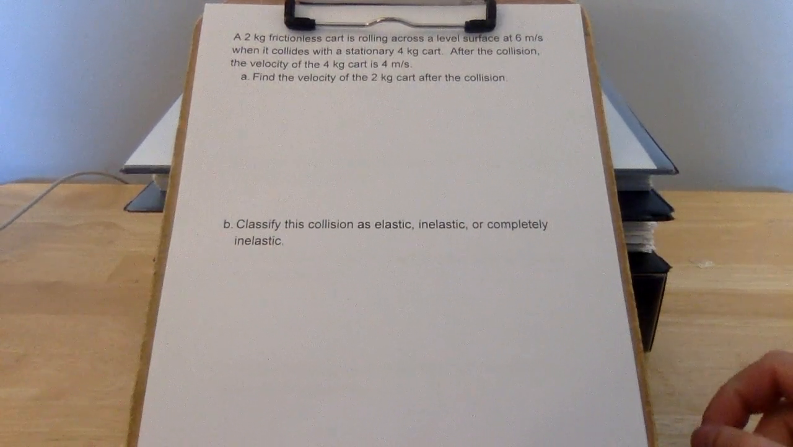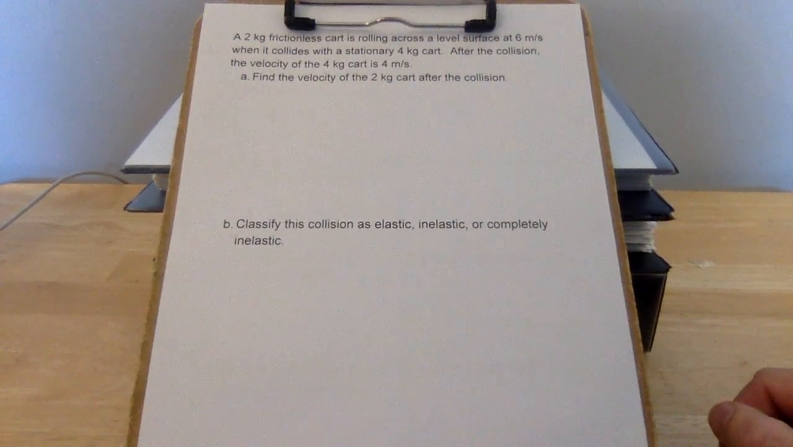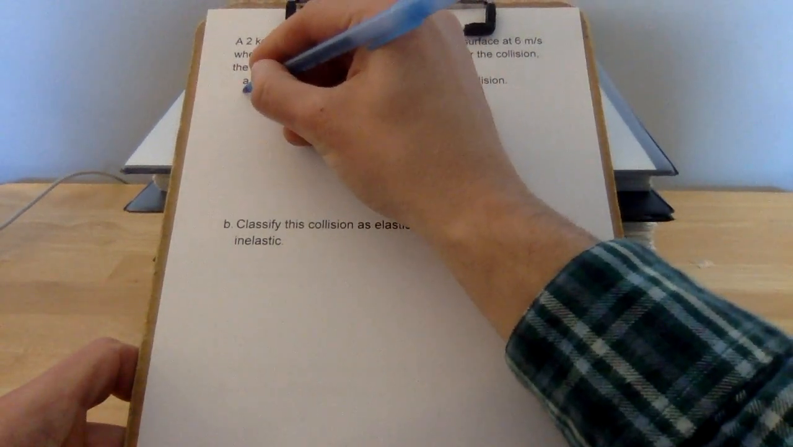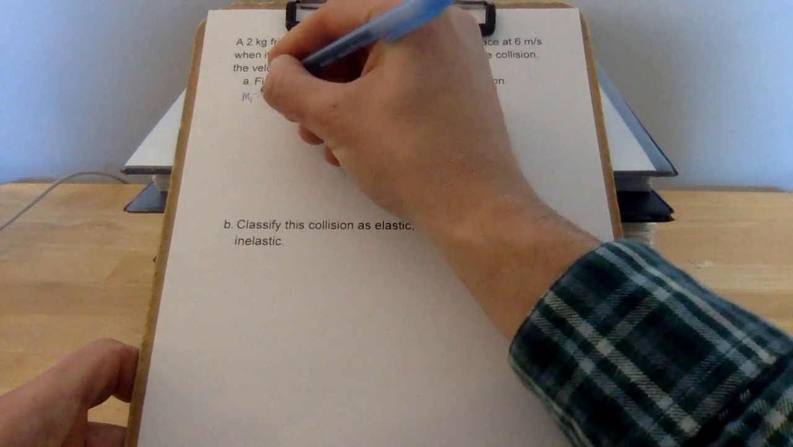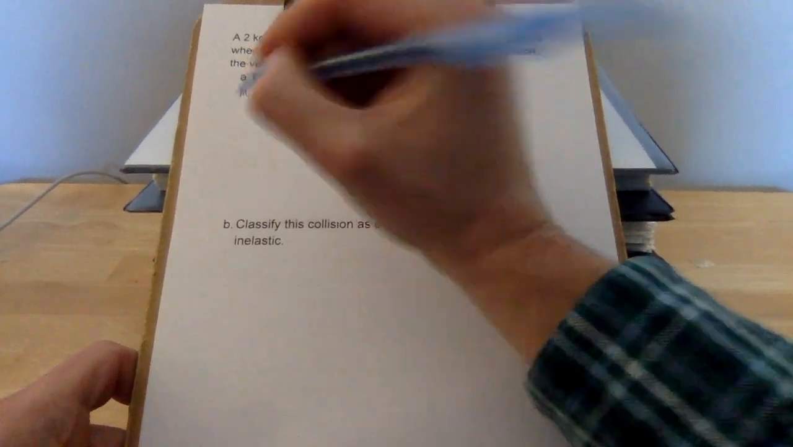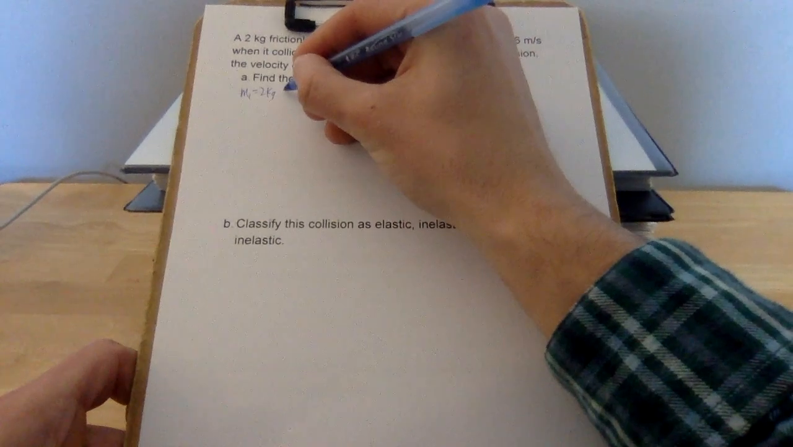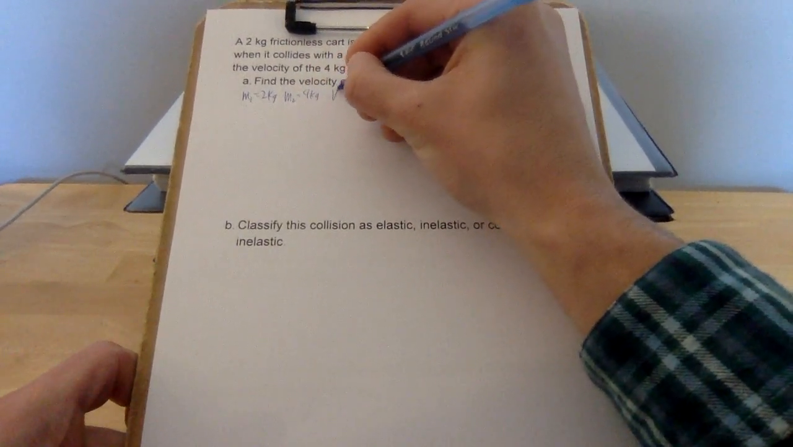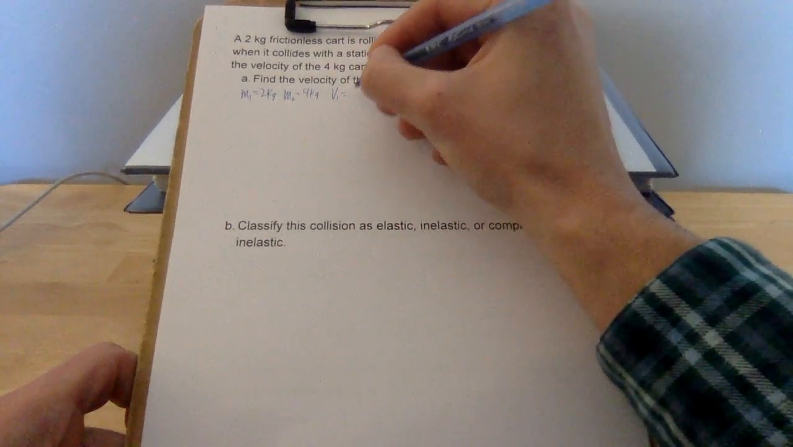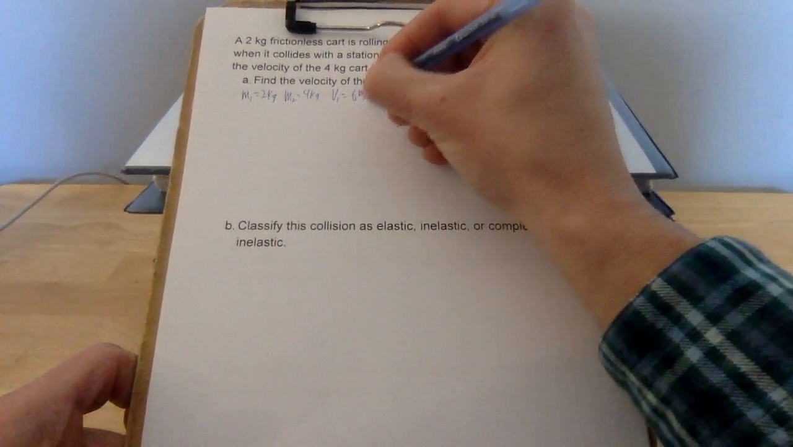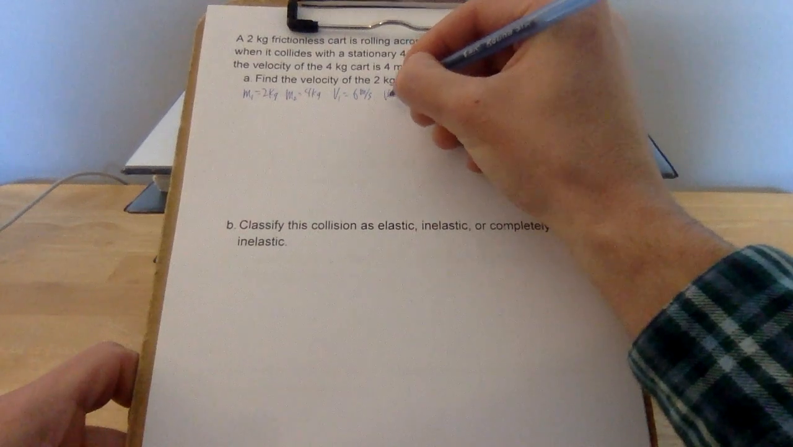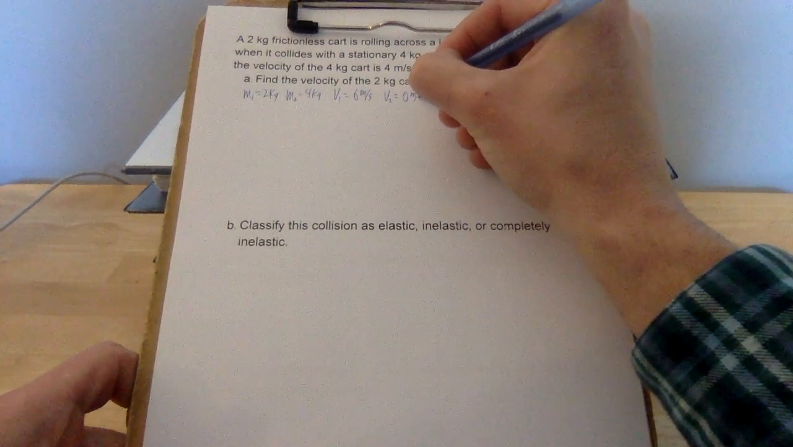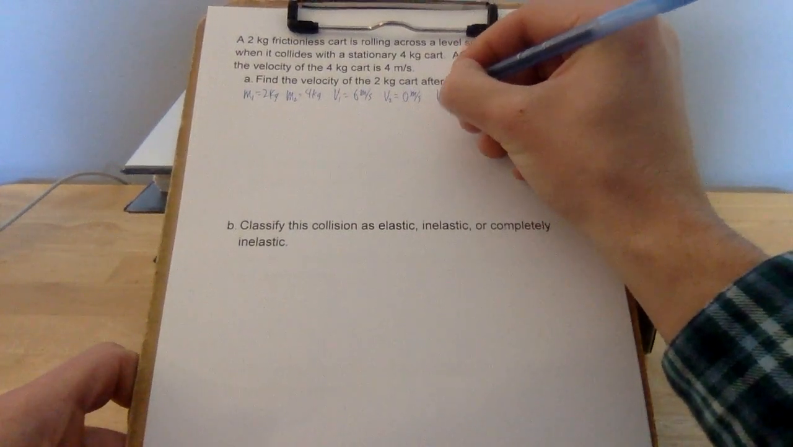To do part A, we need to use the law of conservation of momentum. So I'm just going to define all of my values. Let's call M1 2 kilograms, and we will define M2 as 4 kilograms. V1, the initial velocity of cart 1 was 6 meters per second. The initial velocity of cart 2 was 0 meters per second because it started stationary.